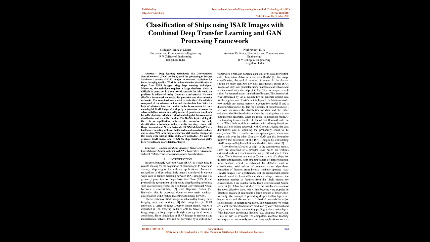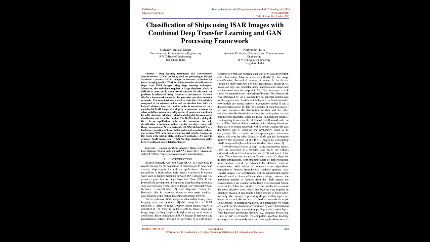For ship classification, a technique called transfer learning is used with Deep Convolutional Neural Network, DCNN, MobileNet v2 as a backbone consisting of linear bottlenecks and inverted residuals, and achieve 90% accuracy as experimental results. Comparing this work with existing state-of-the-art methods, GAN used to generate ISAR images and DCNN for ship classification yields better results and more details of target. Keywords: Inverse Synthetic Aperture Radar, ISAR, Deep Convolutional Neural Network, DCNN, Generative Adversarial Network, GAN, Transfer Learning, Image Classification.